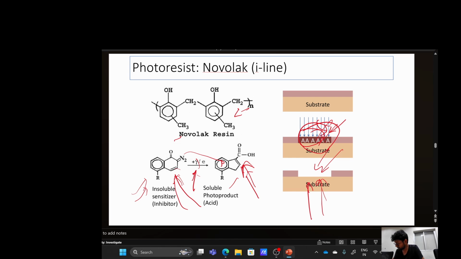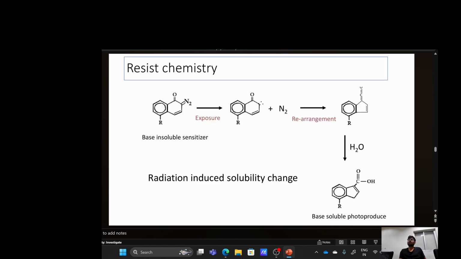Okay, now let's go to the chemistry. What we are much interested in is the chemistry: what is actually happening when the light is falling on the material, and what kind of products we are getting, so that it should not affect the post processing of the sample. Post processing in the sense of whether we can use one more layer of the resist to pattern later on, or whether it can sustain higher temperatures, and there are so many things.